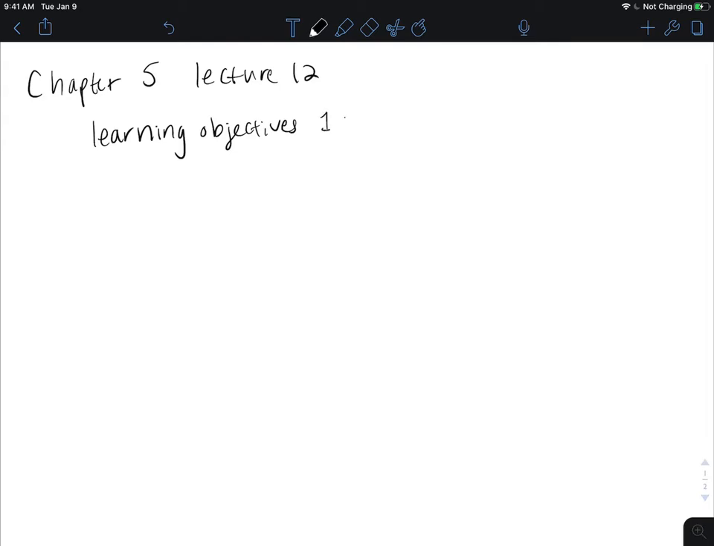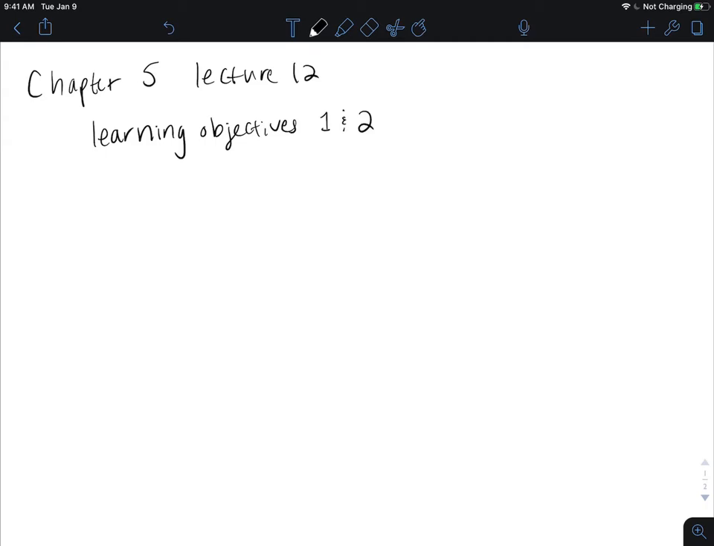Guys, today we're going to be looking at Chapter 5, Lecture 12, and we're going to be looking at Learning Objectives 1 and 2. Within Learning Objectives 1 and 2, we're looking at potential and kinetic energy, and we're looking at our system and surroundings.